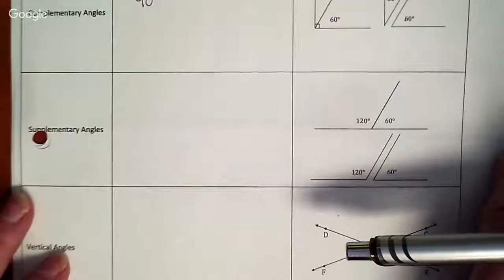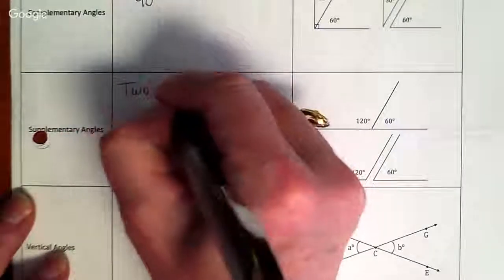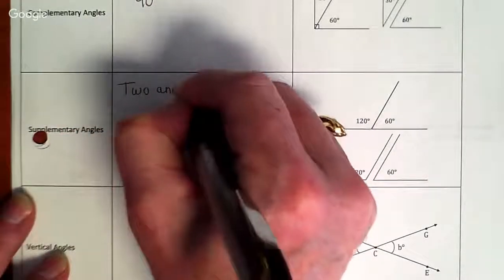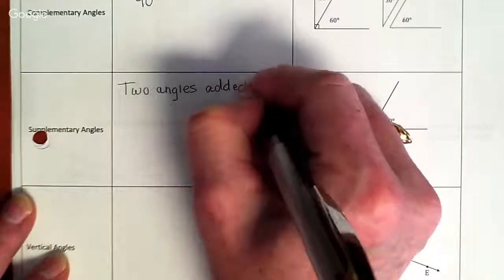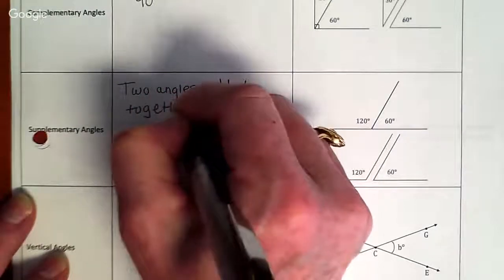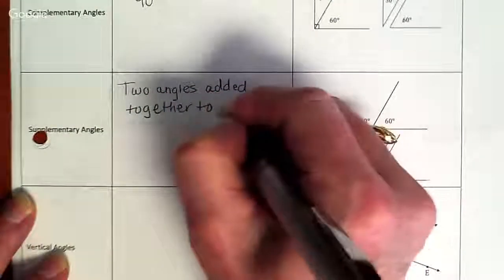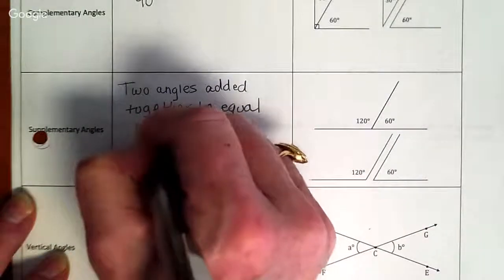Supplementary angles, two angles added together to equal 180 degrees.